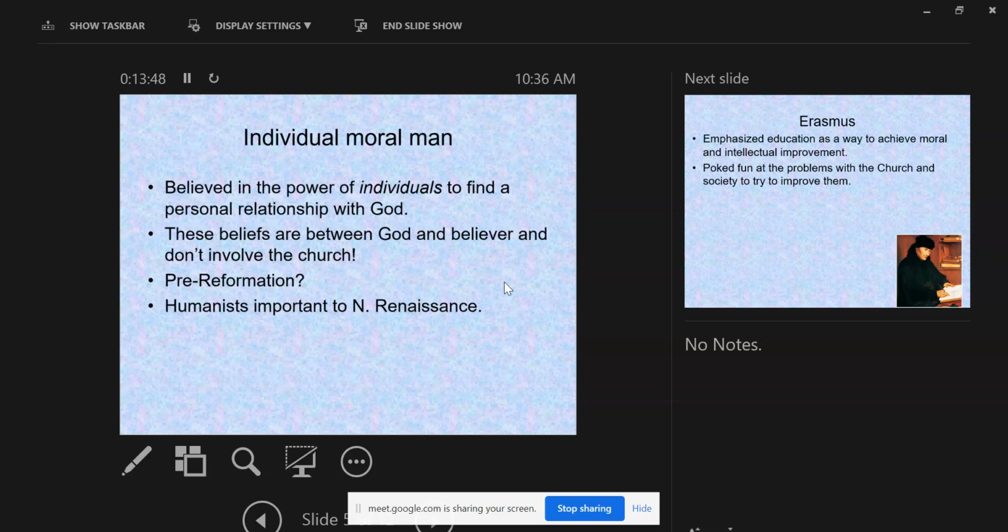People who are studying humanism, people who are studying history and poetry and language and rhetoric and all those sorts of things that we talked about last time, they're important to the Northern Renaissance too. They are thinkers. They are readers of classical texts, and then they come up with their own ideas, and they publish their own ideas. We'll talk about a couple of them here in just a second.